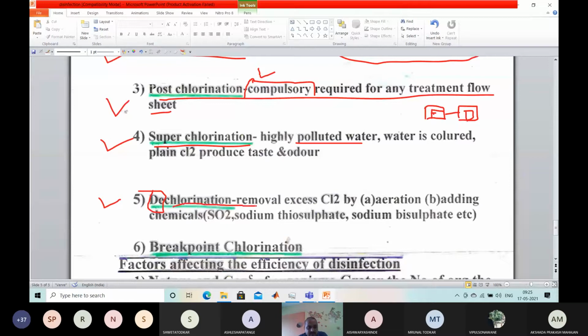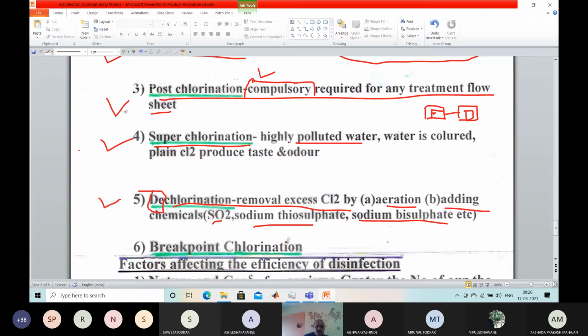How to remove? Remove the excess chlorine by aeration, or by adding various chemicals like SO2, sodium thiosulfate, and sodium bisulfate. Now these are the chemicals to be added to remove the excess chlorine from the water body.